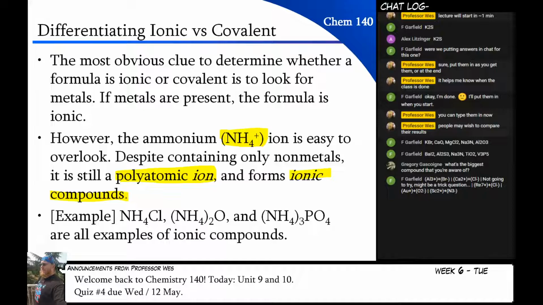Otherwise, the easy clue when looking at a formula is: is there a metal? It's ionic. Are there no metals? It's covalent unless ammonium is present, in which case it's still ionic.